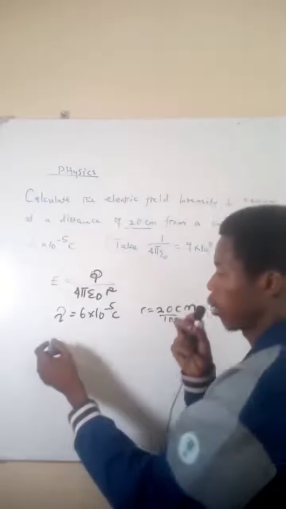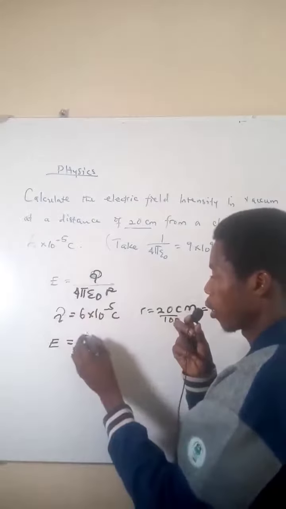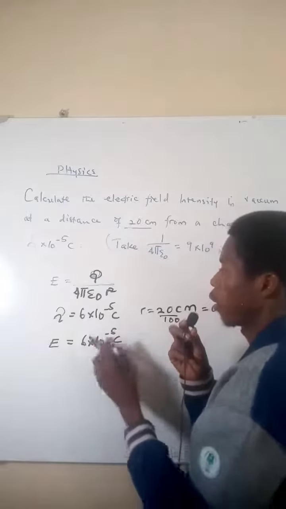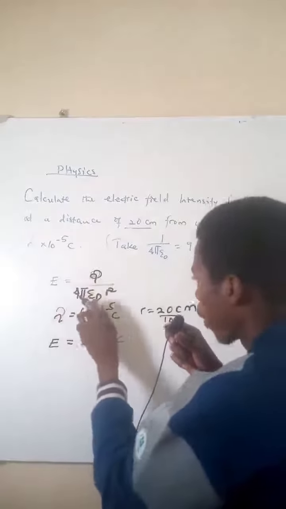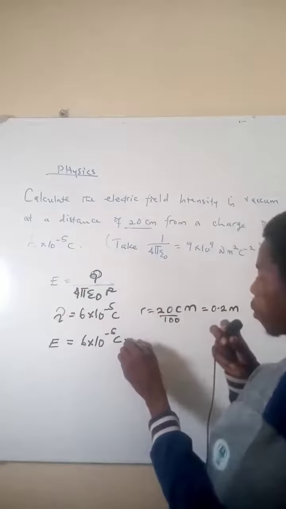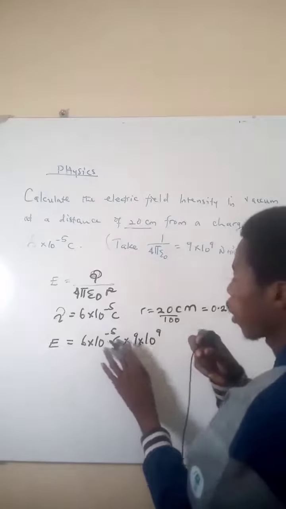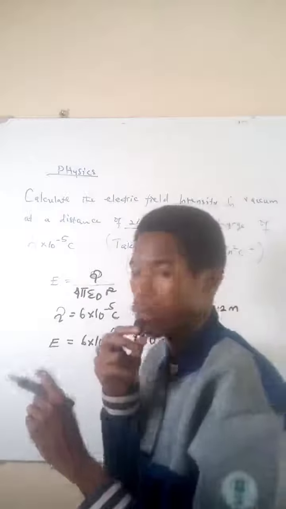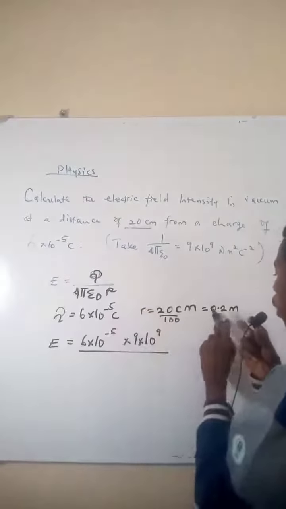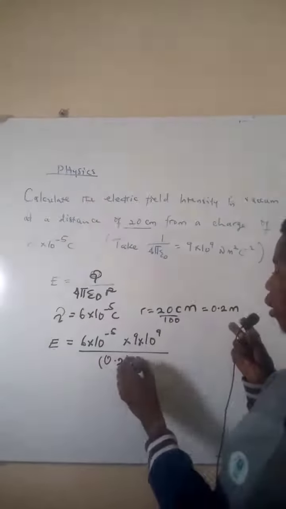Let's substitute that. E equals to value of Q shine wannan 6 exponential negative 5 coulomb, sannan value of 1 over 4 pi epsilon naught shine wannan 9 exponential 9. So times 9 exponential 9. Ba sai ka rubuta coulomb ba, we don't need to write it for you. Divided by value na r. Value na r shine 0.2. So r din is square, sai kai square ne.